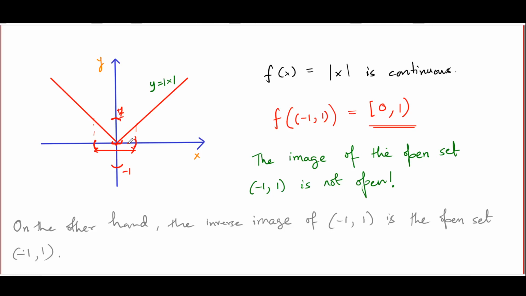You can easily check that every open set in the domain here does not necessarily map onto an open set. We have already given you one example. But every open set in the range has an inverse image, which is an open set.